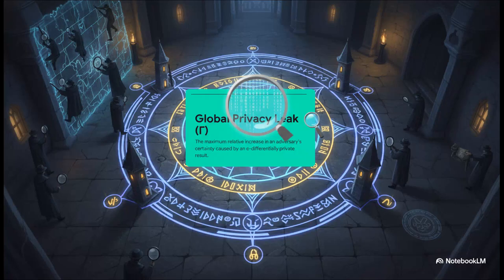This whole way of thinking leads us to this really handy concept called the global privacy leak, or gamma. It's basically a tool that measures the adversary's maximum possible gain in knowledge. It gives us a number for how much more certain Eve can become about you, turning what was a 50-50 guess into something much, much more confident.